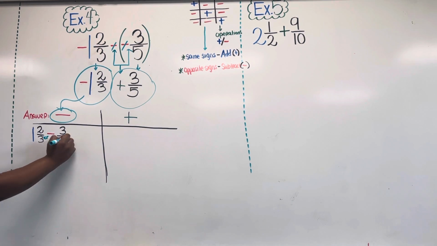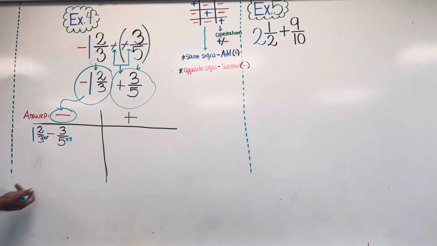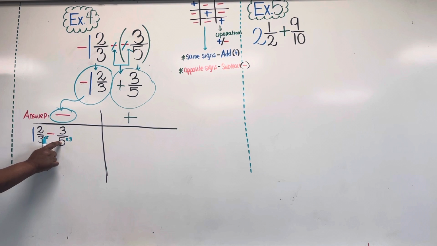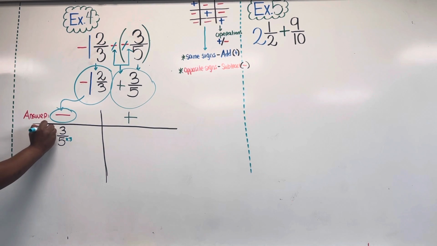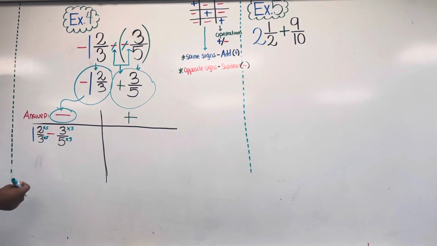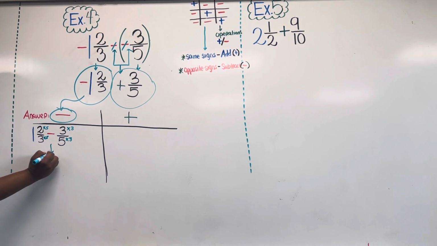I know if I multiply 5 times 3 over here, I'm gonna get the same thing. So I'm gonna multiply this fraction by this denominator, by 5, and I'm gonna multiply this fraction by this denominator, by 3. Because I know 5 times 3 equals 3 times 5, right? So let's go ahead and do that. So now we're manipulating our fractions to where we can actually solve and subtract.